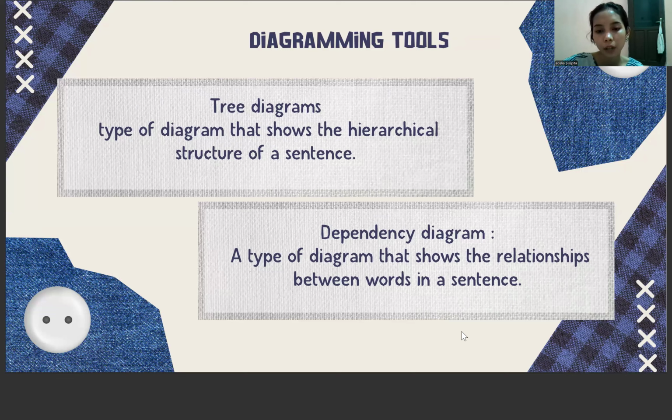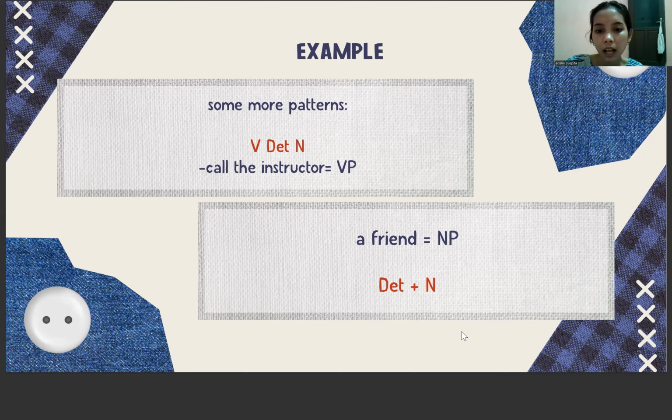For example, "call the instructor." Here, we call it a verb phrase because it has a verb, a determiner, and a noun. The verb is "call," the determiner is "the," and "instructor" is the noun. The next is "a friend." Here it is a noun phrase because it has a determiner and a noun. The determiner is "a" and the noun is "friend." So we call it a noun phrase.